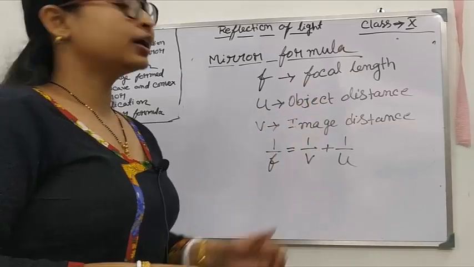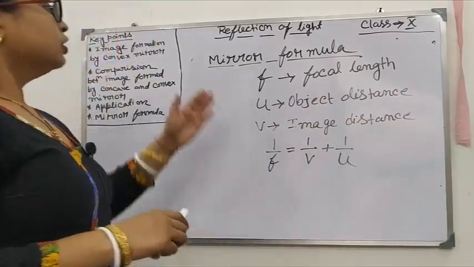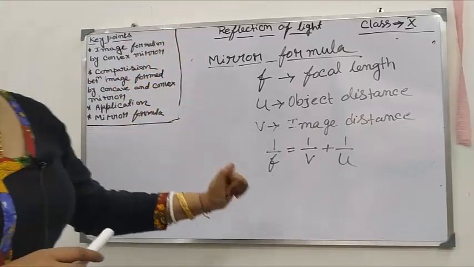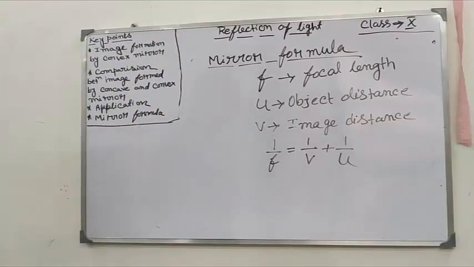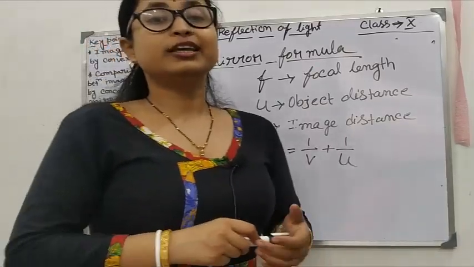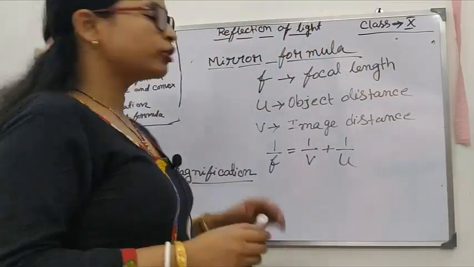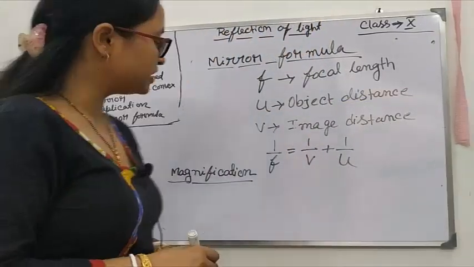We will do some numericals related to this formula in the next class also, then it will be more clear. So this is known as the mirror formula. You can take a screenshot of this. One term, magnification, I used in the case of the formation of image by a concave mirror. Now how can you define magnification?